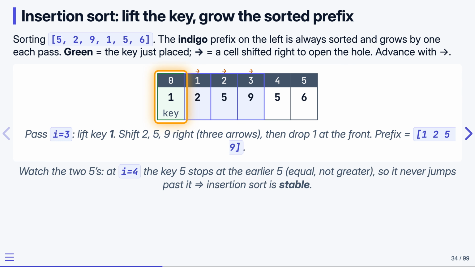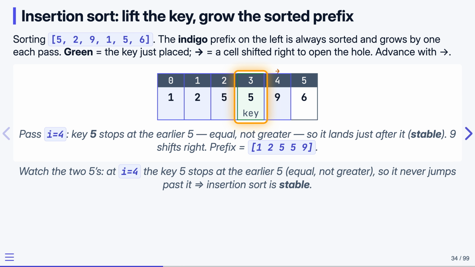Pass 3. We lift the key 1. It is smaller than everything before it, so 2, 5, and 9 all shift right. That is 3 arrows. Then 1 drops into the front in green. The sorted prefix is 1, 2, 5, 9.